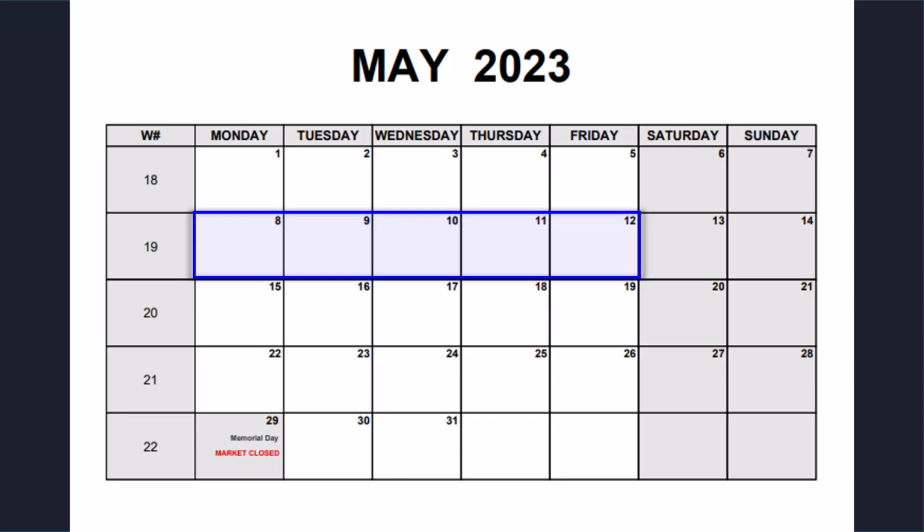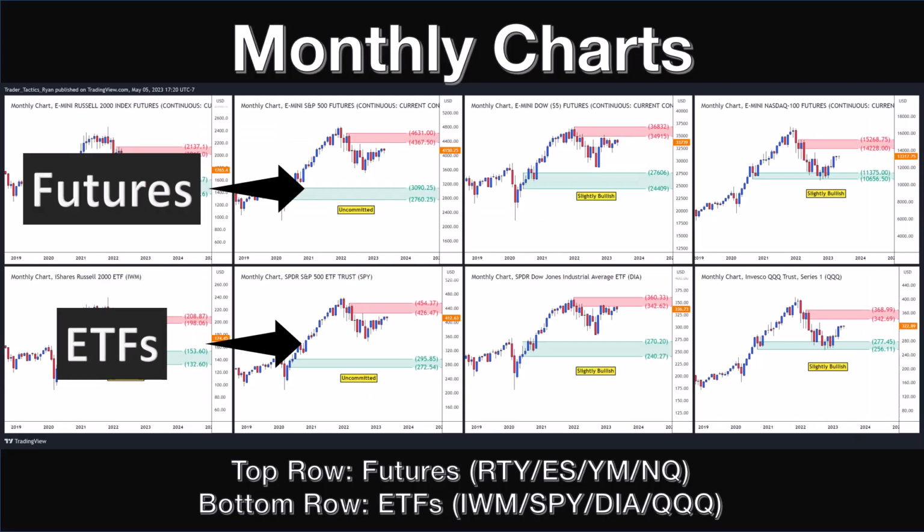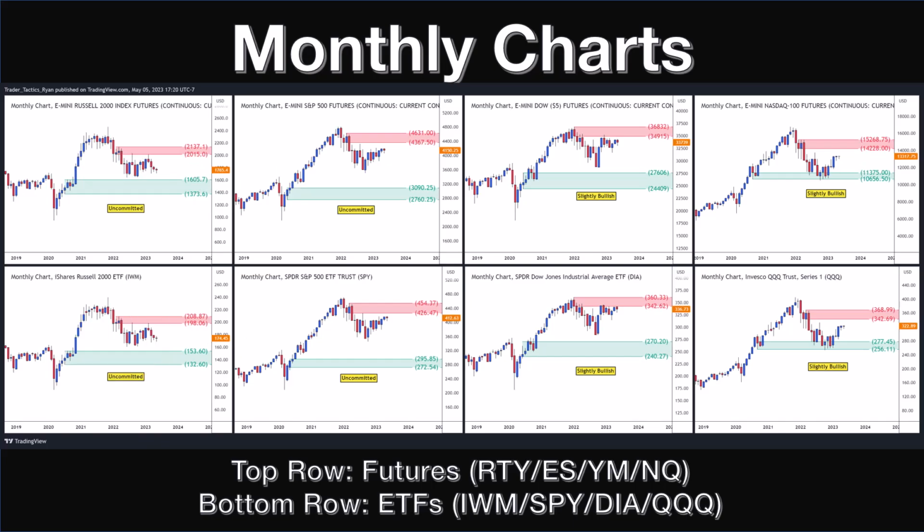So this analysis is for May 8th through the 12th. That is week number 19 out of the year. Let's go ahead and jump on into this. I'll have the futures on the top row, ETFs on the bottom row. Let's first take a look at the monthly charts.